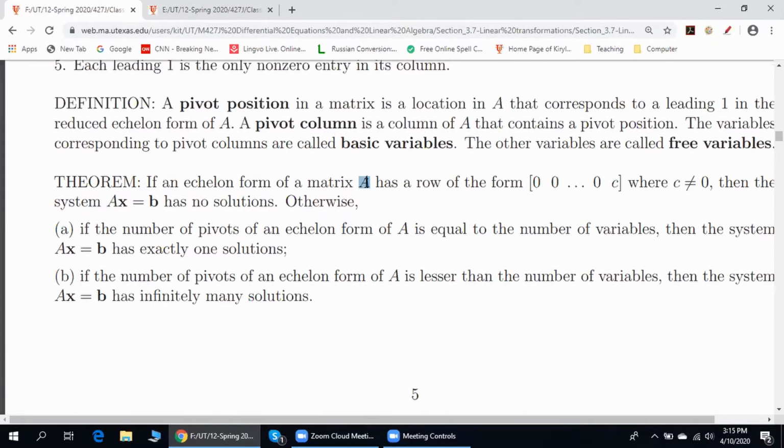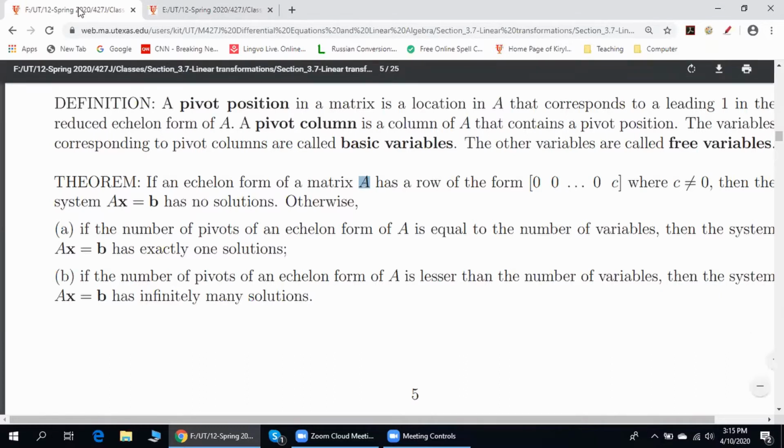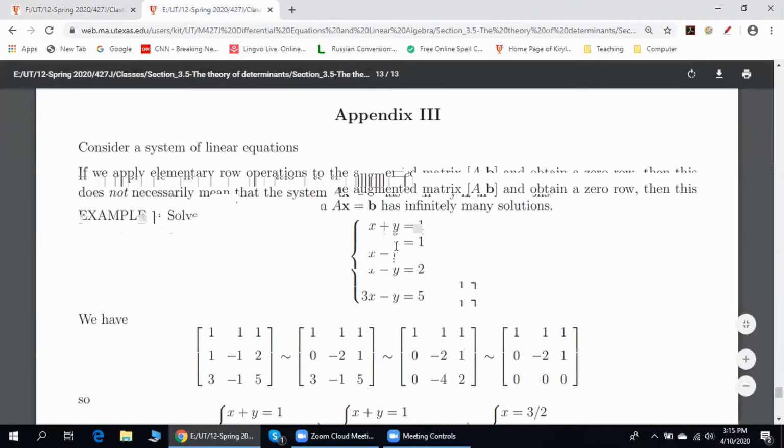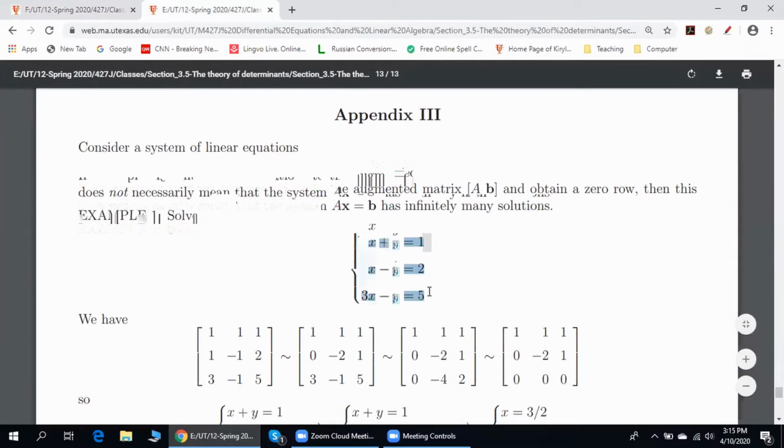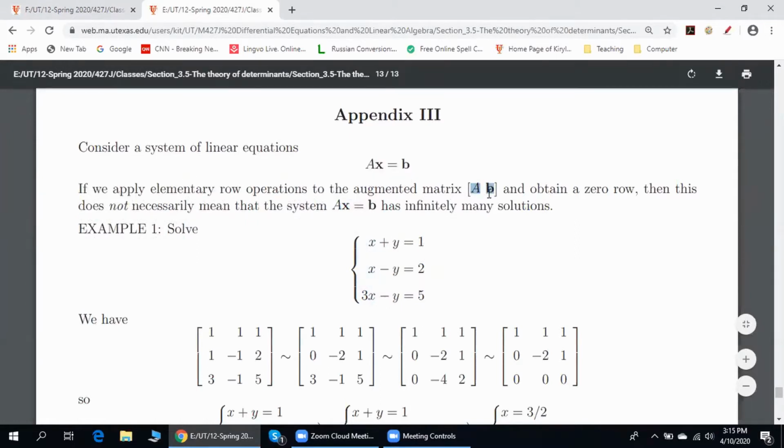Other questions? Wait, can you repeat the definition of a matrix versus an augmented matrix? Oh, very good. So this system can be written as AX is equal to B. A is the matrix of this system. AB is the augmented matrix. Okay. So AB is this. A is just column number 1 and column number 2. Okay. Other questions?